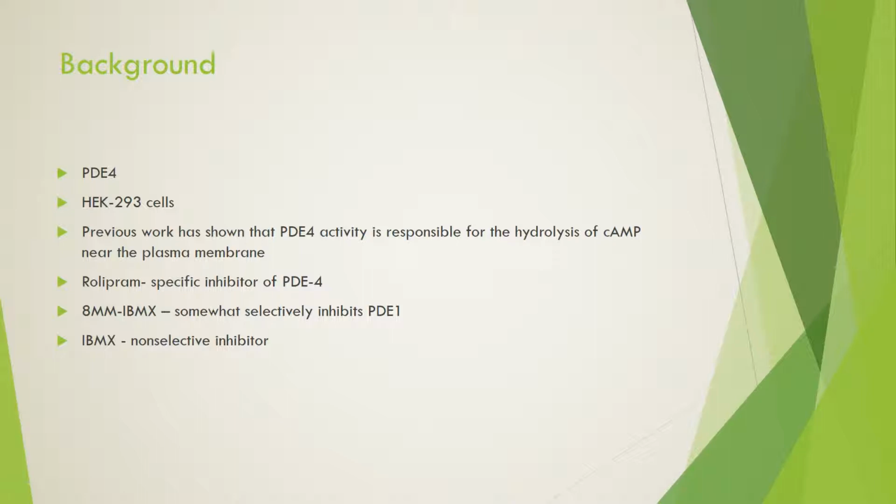Rolipram sensitive PDE, which is a specific inhibitor of PDE4, and 8-MM-IBMX, which is a somewhat selective inhibitor of PDE1. Both rolipram and 8-MM-IBMX are drugs that are used to inhibit this enzyme activity. IBMX, which is a generic form of 8-MM-IBMX, is a non-selective inhibitor of the phosphodiesterase molecules.